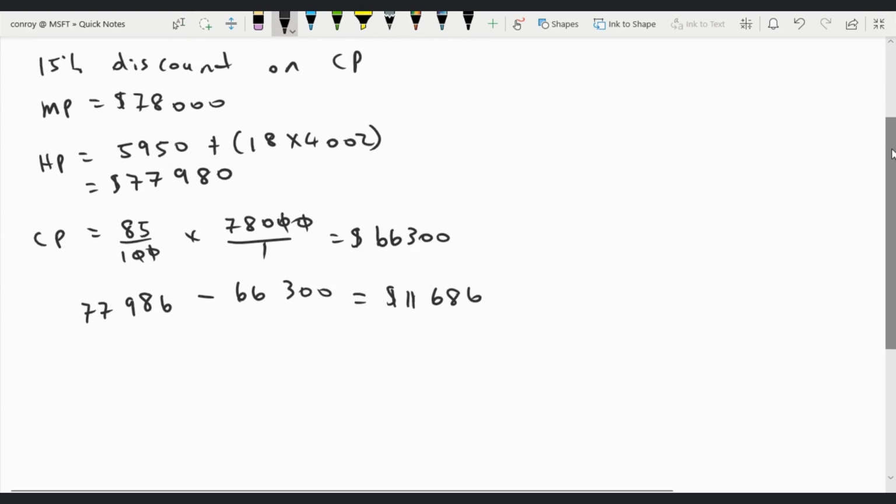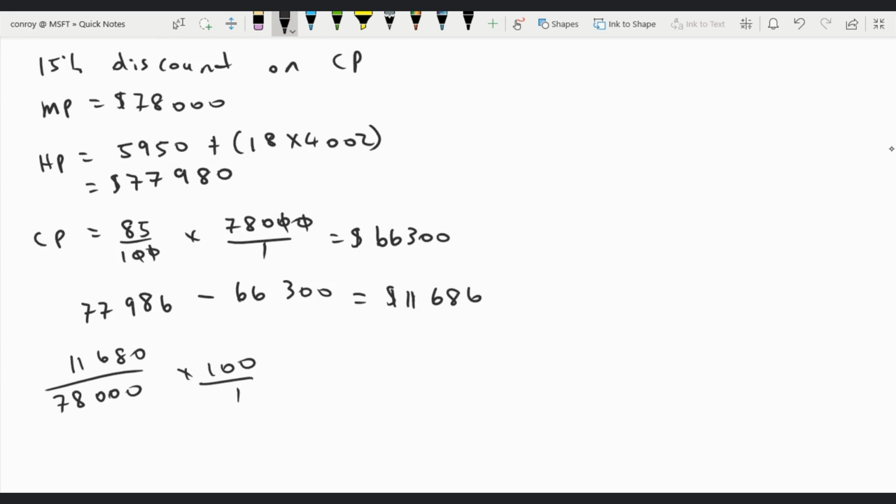So we found the difference between our hire purchase and the cash price. All right, it's 14,680. Over the marked price, which is 78,000, times 100. We get 14.97, or you can round it up to 15%.